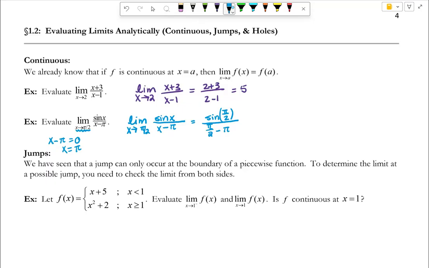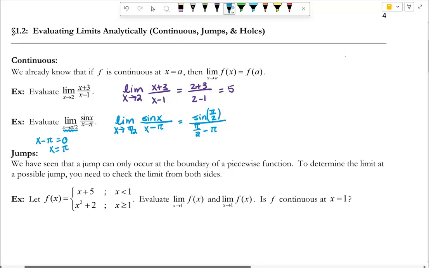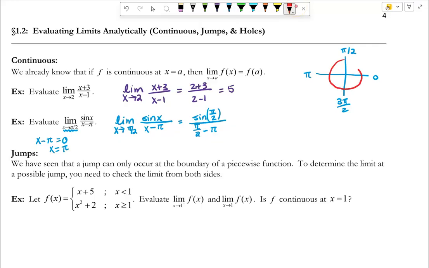The sine of pi over 2, if you recall your unit circle, pi over 2 radians is at the top of our unit circle. If I remember my unit circle, the ordered pair at the top is (0, 1), and on the unit circle the coordinates are cosine, sine. So cosine theta, sine theta, if we want to call that angle theta. So I know that the sine of pi over 2 is equal to 1.